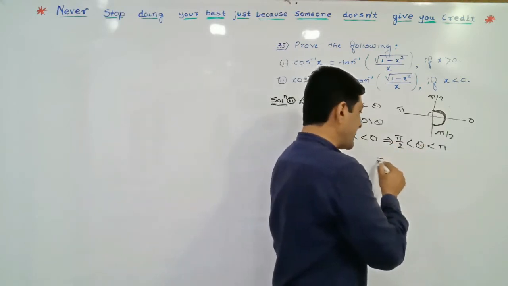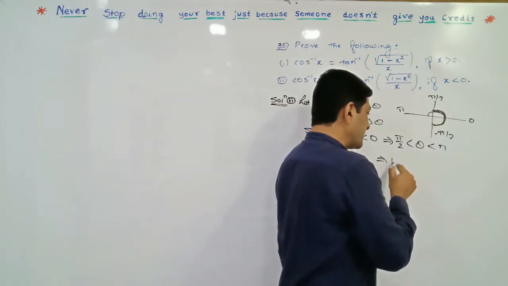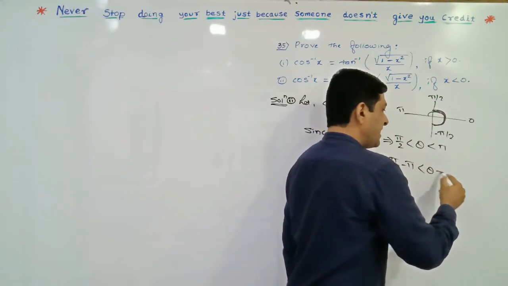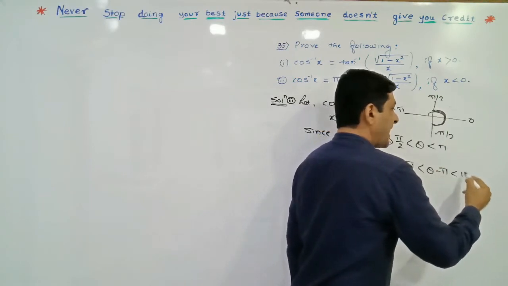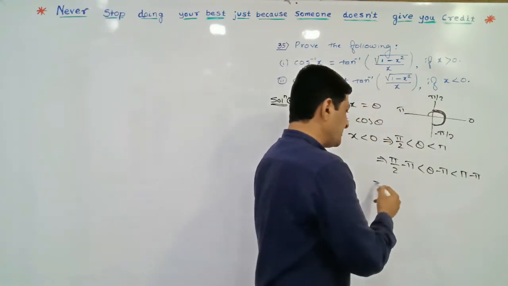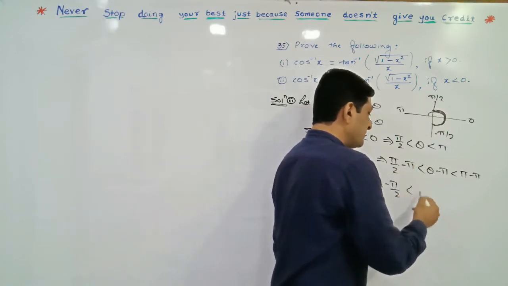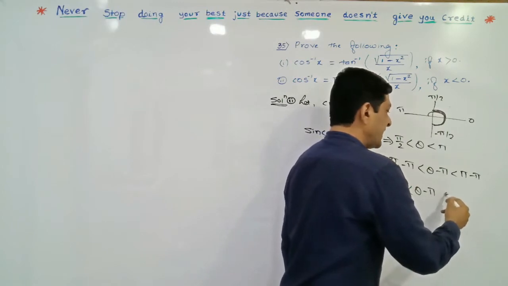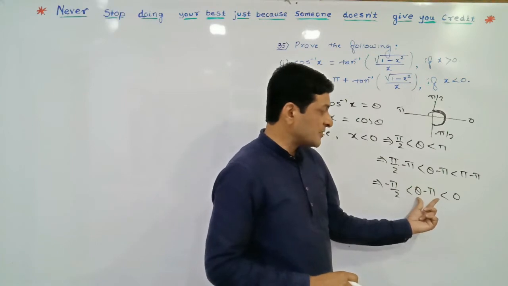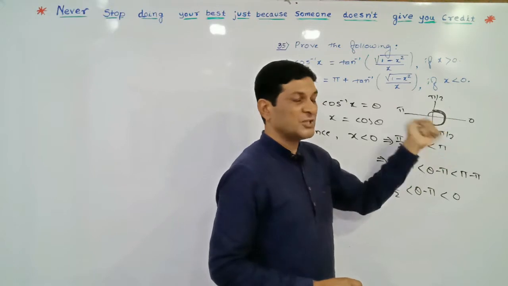So which implies that if we are subtracting pi from all the terms, let us see what we'll get here. Pi by 2 minus pi is less than theta minus pi is less than pi minus pi. Just we are subtracting pi from all the terms. So pi by 2 minus pi will be equal to minus pi by 2. Keep this term theta minus pi as it is, and on this side we will get 0. Now here we have shown theta minus pi lies in between minus pi by 2 to 0, so in which quadrant?